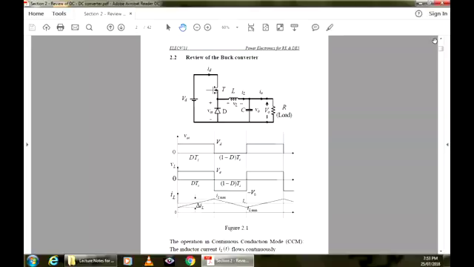All these second-order converters have two energy storage elements: one is the inductor and the other is the capacitor. And as a result, its dynamic representation has only two poles, because it's a second-order system, as opposed to fourth-order systems, which we will cover later. So there is an inductor and there is a capacitor.